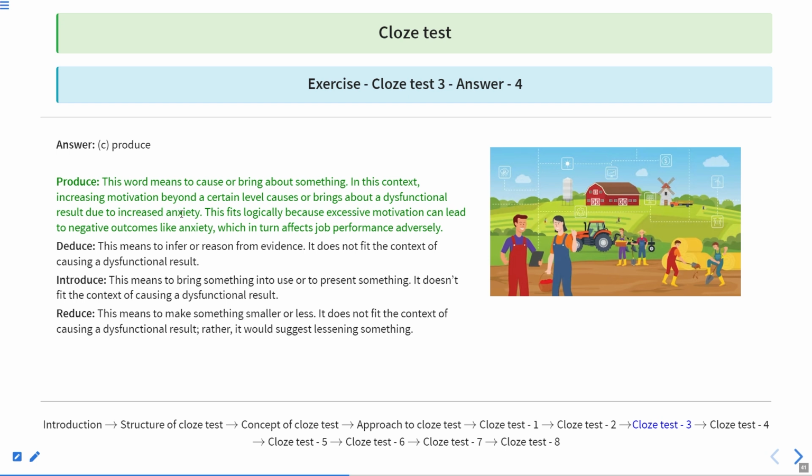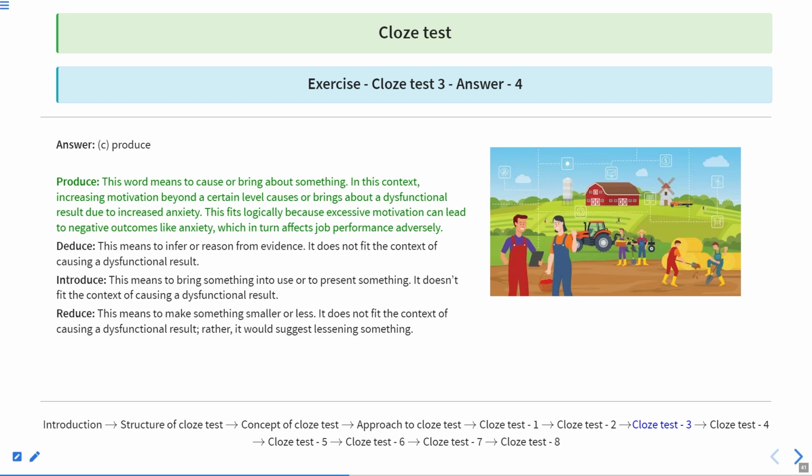So correct answer is produce. This means to bring or cause something. In this context, increasing motivation beyond a certain level causes or brings out a dysfunctional result due to increased anxiety. It fits in logically because we are saying that excessive motivation can lead to negative outcome like anxiety, which can in turn affect the job performance adversely.